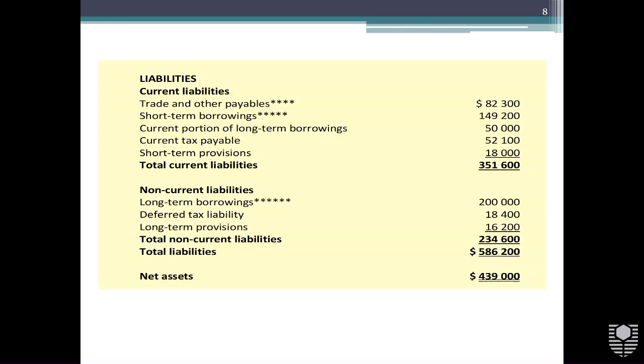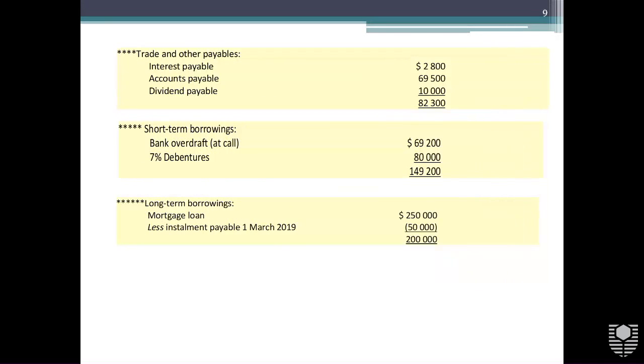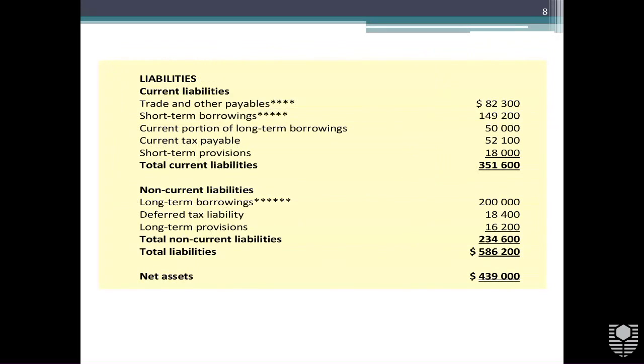We've got trade and other payables there. If we have a look at anything with payable in it, we've got $82,300. That's made up of your interest payable, your accounts payable, and your dividend payable. They're in the middle there. So we've got $2,800, $69,500, and the $10,000. Tick off those three items from your trial balance. That gives us our $82,300.